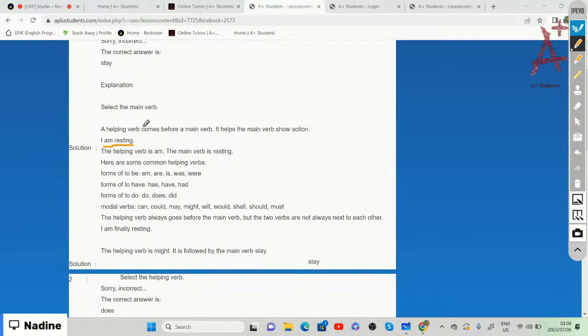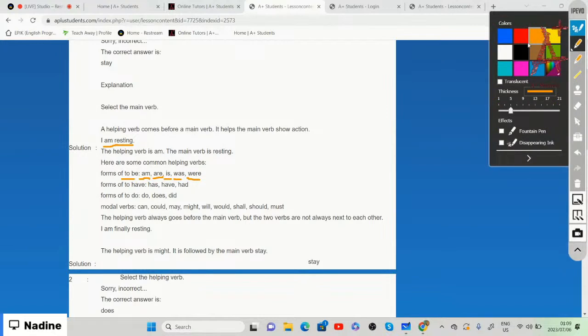So remember, a helping verb comes before a main verb. It helps the main verb show action. Here are some common helping verbs. The helping verbs that form to be are am, are, is, was, or were.